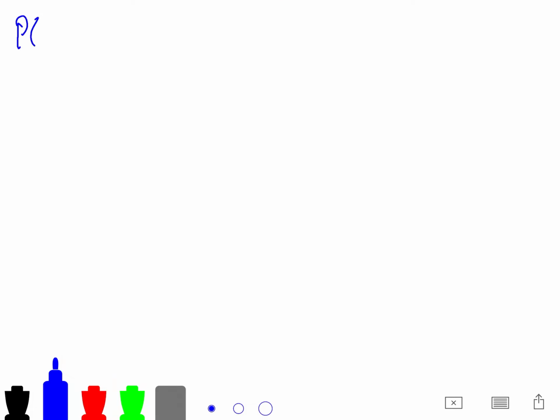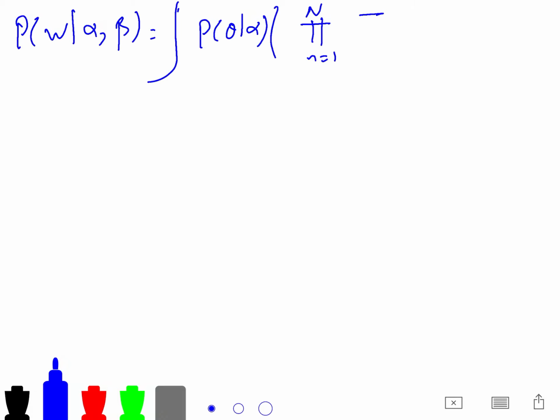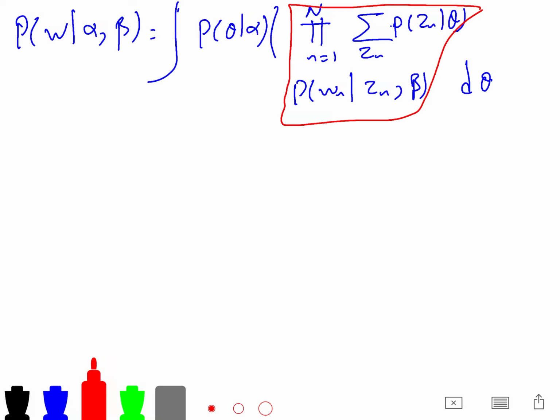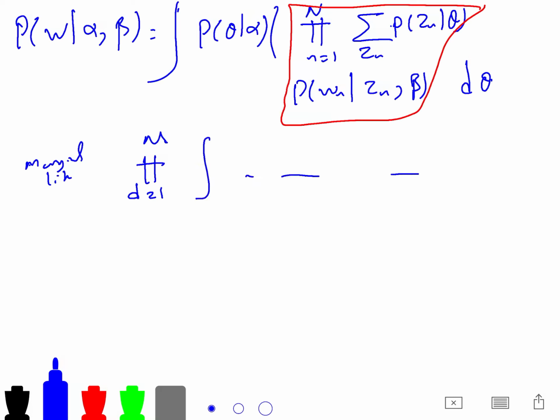And now we are ready to write this interesting measure. This is the integration over n from 1 to N, sum over Zn, probability of Zn given theta, probability of Wn given Zn and beta, times d theta. So it's a mixture of unigram, let's say. This is the mixture of unigram. And the marginal likelihood is just the product d from 1 to M, where M is the number of documents, integral over that.